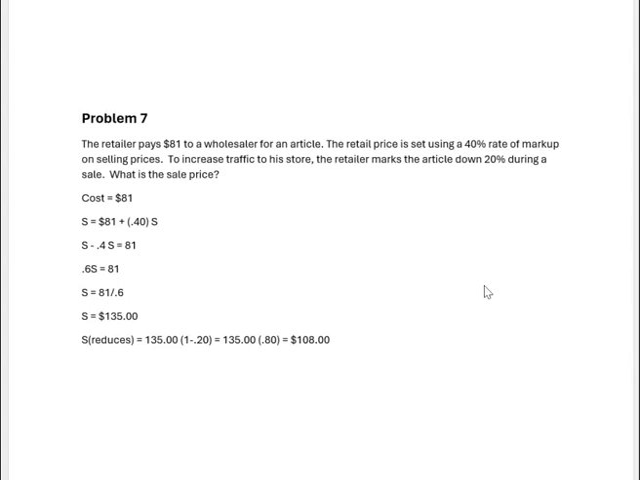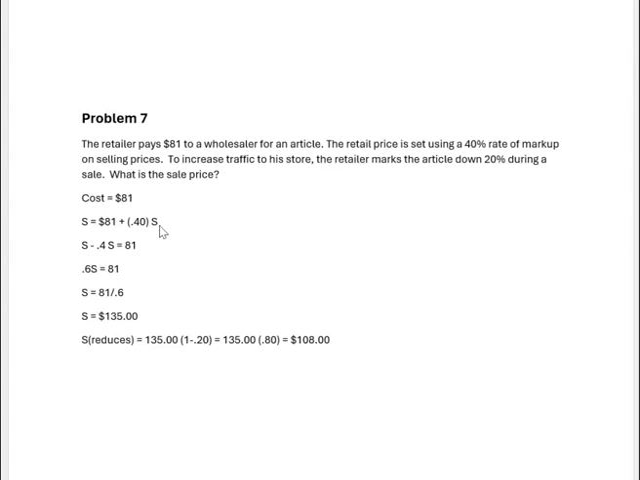The retailer pays $81 to a wholesaler for an article. Okay, so $81 is the cost to the retailer. The retail price is set using a 40% rate of markup on selling price. So we need to figure out what the selling price is. The selling price is equal to $81, which is your cost, plus 40% of the selling price.